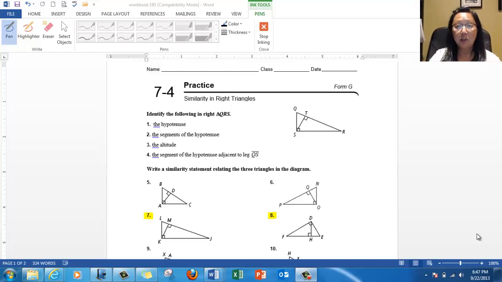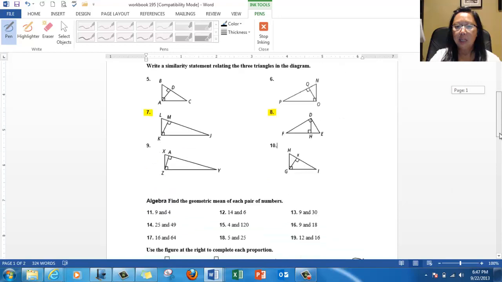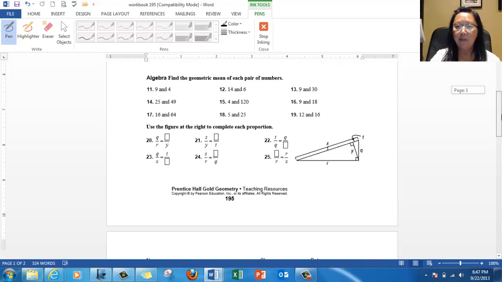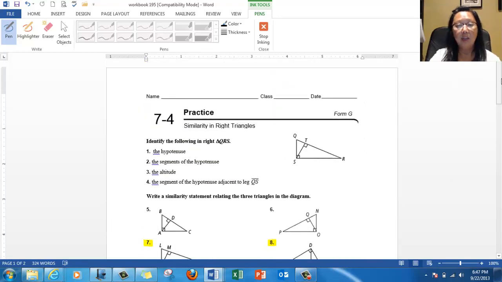You should have a pencil, some line paper, and this workbook page right here, 7-4 practice. It's actually page 195 that we got from class today. If you lost it, you can always download another copy from my website. Just go to today's date and click down below under the video. There's a file, and just click and then print it out.